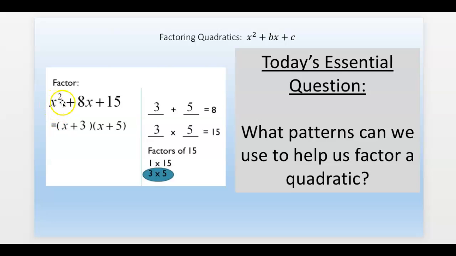All right, let's take a look at this one right here. We're going to factor this quadratic, x squared plus 8x plus 15. What we look for is two numbers that multiplied together give you 15, and added together give you 8. You can factor the 15 into factored pairs: 1 and 15, 3 and 5, and you notice that 3 plus 5 equals 8. So 3 and 5, you can plug them in. Those are the two factors, x plus 3, x plus 5.